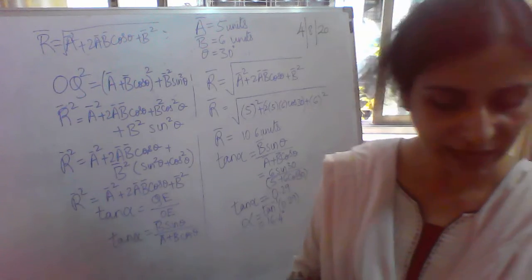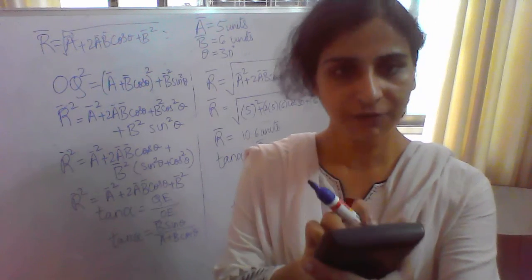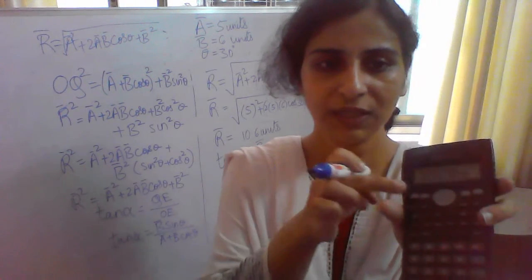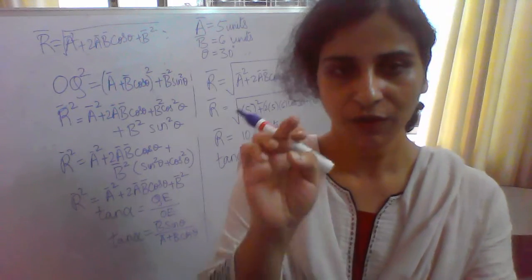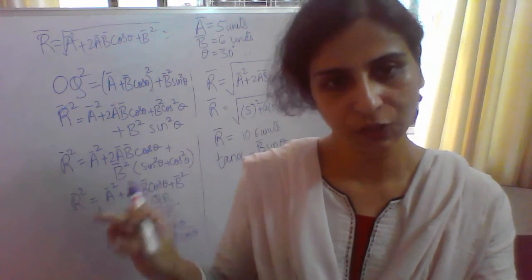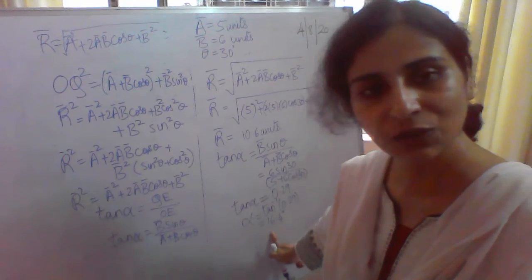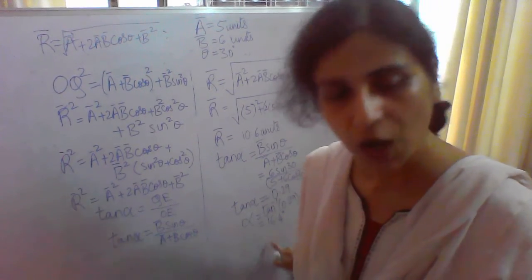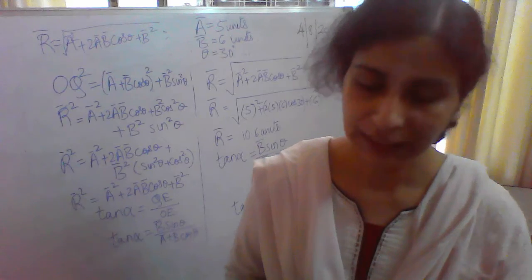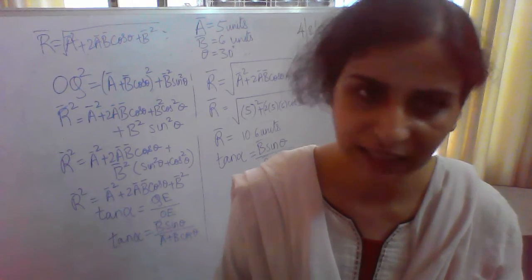How do you do tan inverse on the calculator? Shift tan. So there is a shift and tan. When you do shift tan of 0.29, type the number 0.29, you will get the answer to be 16.4. Do not forget to put your calculator in degree. In radians you will not get these answers.